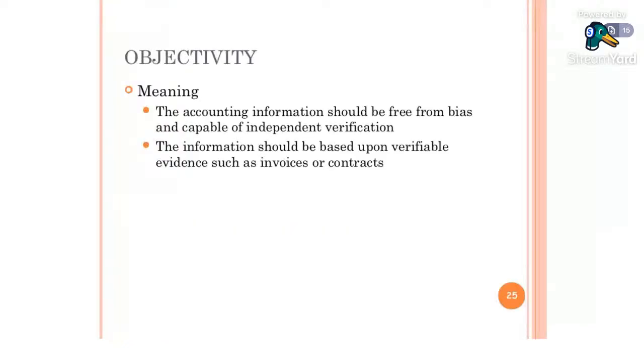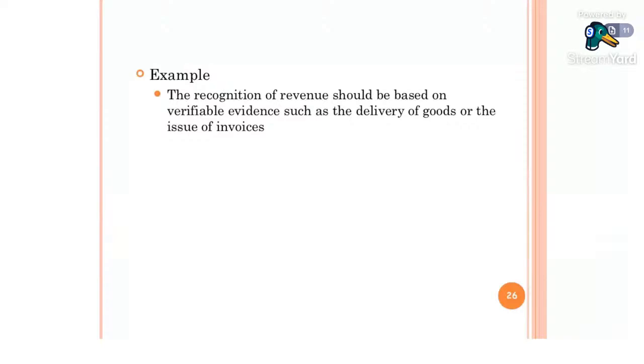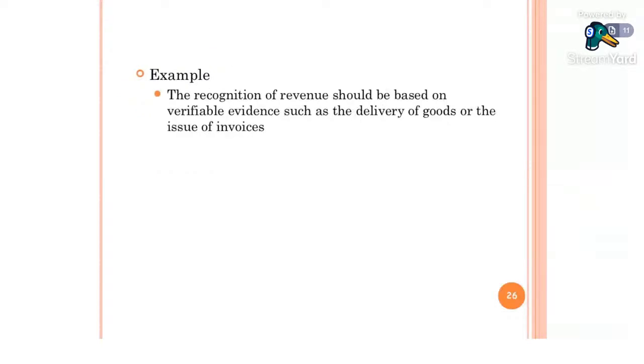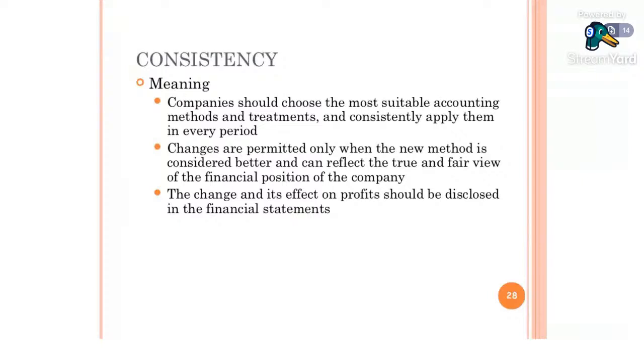Objectivity. So the accounting information should be free from bias and capable of independent verification. And the information should be based upon verifiable evidence such as invoices or contracts. So the recognition of revenue should be based on verifiable evidence such as the delivery of goods or the issue of invoices. So yun yung sa objectivity, it should be free from bias. Kumbaga kung ano yung nandoon nakalagay sa resibo, yun yung value na dapat mag-reflect doon sa company's financial statements.